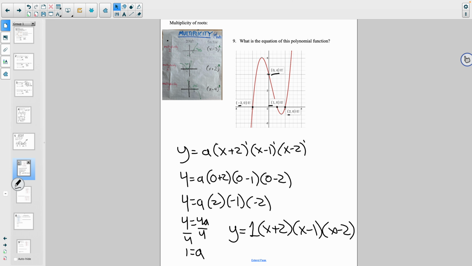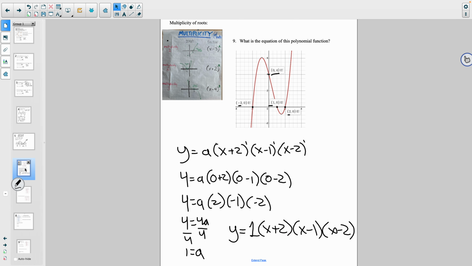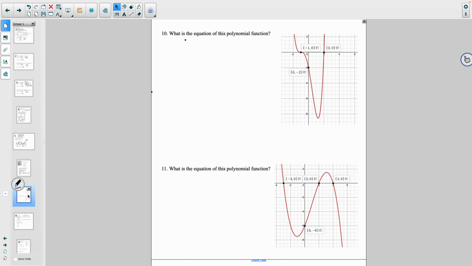Cool. Let's try a different one. Let's look at this. Here we see my two x-intercepts, 2 and negative 1. But this negative 1 looks a little bit different from this one. This is what we call slithering through. So if we go back to my multiplicity chart, that root actually has a multiplicity of 3. So for this one, we can write y equals a.